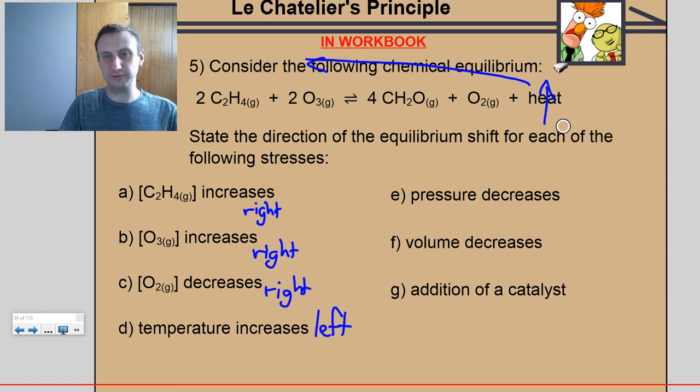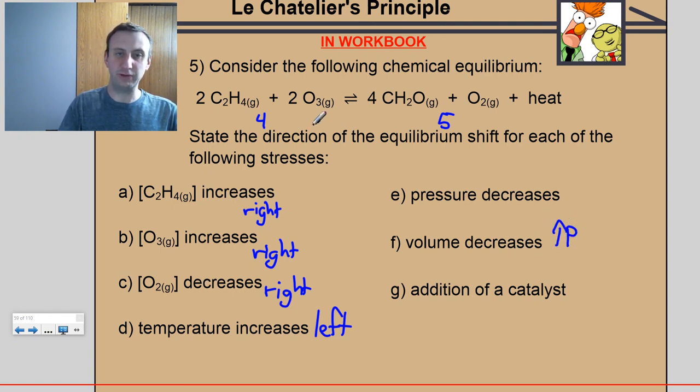Pressure decreases. This one gets a little bit trickier. On this side, I have a total of 4 moles of gas. Well, on this side, I have 4 plus 1 is 5. So if I decrease volume, I am upping pressure. So then it's going to shift to the left. Oh, I switched questions there. My bad. Pressure decreases. So pressure decreasing means that it's going to shift in the direction that causes pressure to go back up again, which will be to the right.